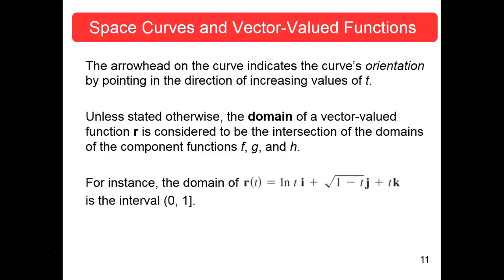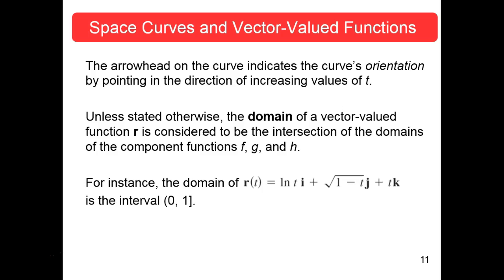Unless stated otherwise, the domain of the vector-valued function r is considered to be the intersection of the domains of the component functions f, g, and h. Now, what that means is f may have some limitations on it. g may have some limitations. They may be the same or different limitations. h may still have other limitations, or not. But you have to have the intersection of all those domains.